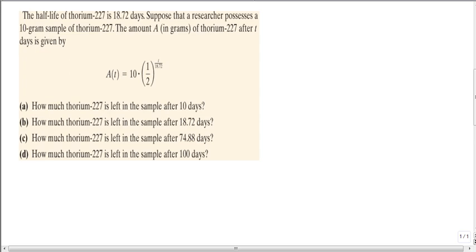So suppose the researcher possesses a 10-gram sample of thorium-227. The amount A in grams of thorium-227 after t days is given by, so notice we're giving you the model, A of t equals 10 times 1/2 to the t over 18.72. So what we want to know now is how much is left after 10 days. So we take our A of t, and that's going to be equal to 10 times 1/2 raised to the 10 over 18.72.